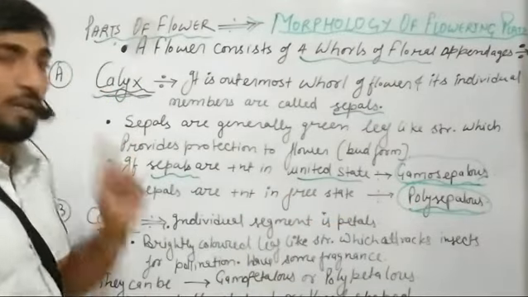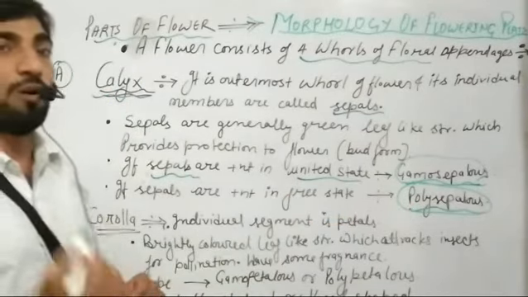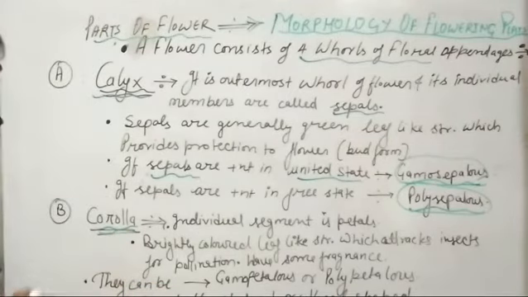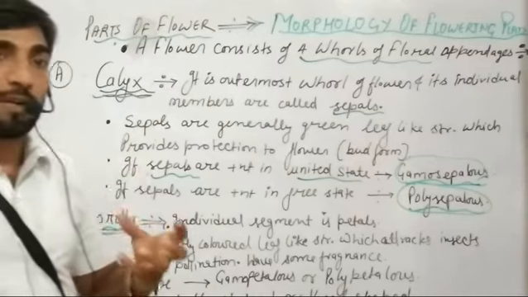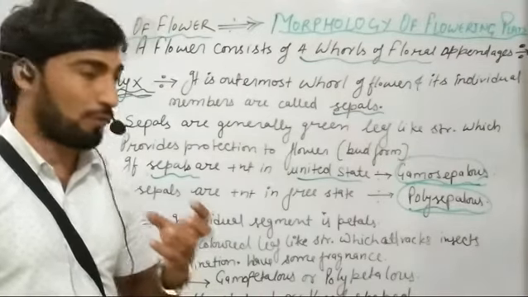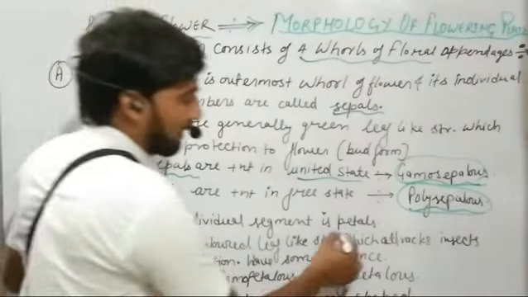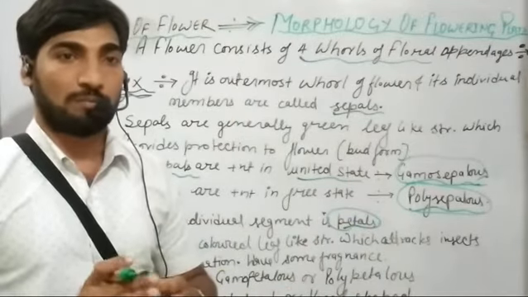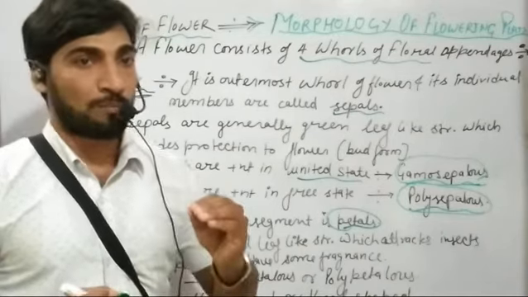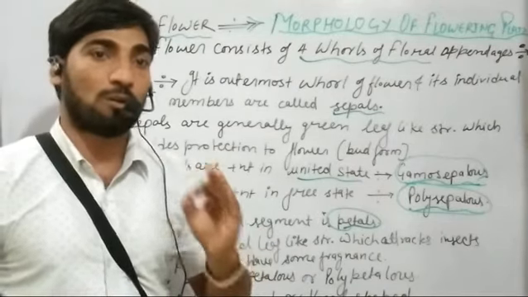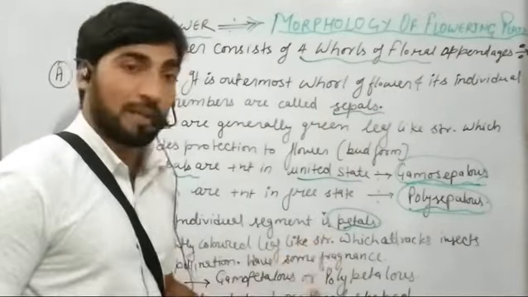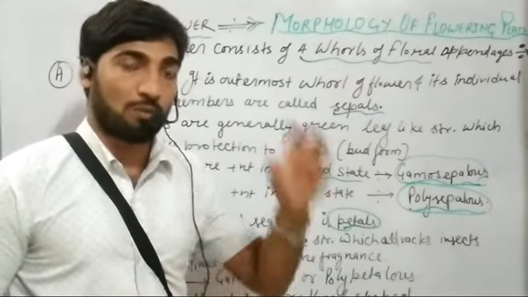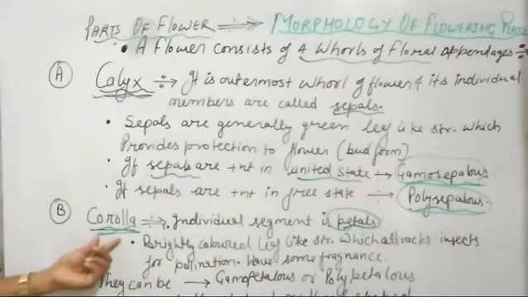So this is all about the calyx. Now the second whorl of a flower is known as the corolla. The individual leaf segment of the corolla is known as a petal. All the petals present in a flower are together known as the corolla. So the individual leaf segment of the corolla we call petals, and all the petals present in a flower together we call the corolla.